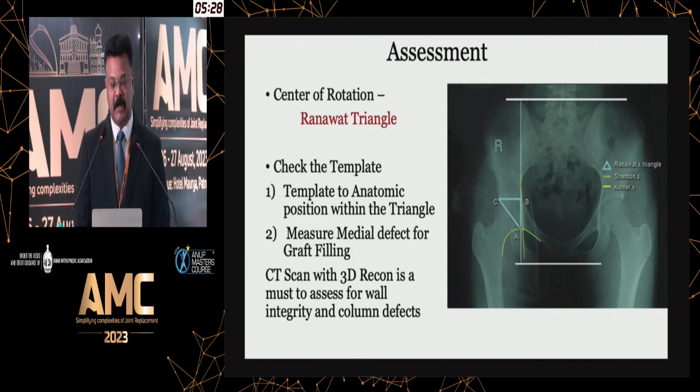Now, Dr. Ranawat in his paper initially mentioned the center of rotation. So we need to template it. The templating will effectively tell us the degree of medial defect, and that exactly will tell us how much of a medial graft is needed to fill up that particular defect so as not to over-medialize or over-lateralize. So a CT scan and a 3D recon usually is a must to assess two things. First and foremost, the integrity of the medial wall and, of course, to look for any column defects.